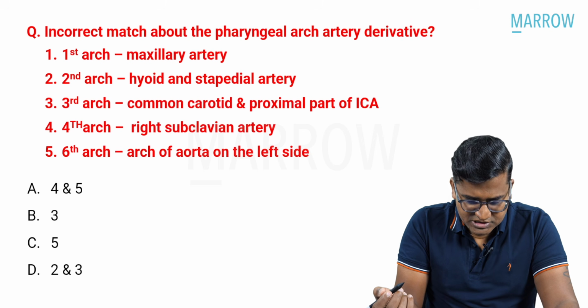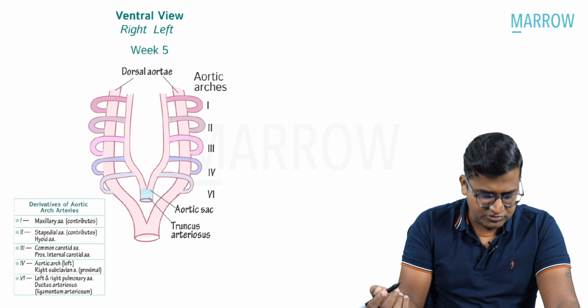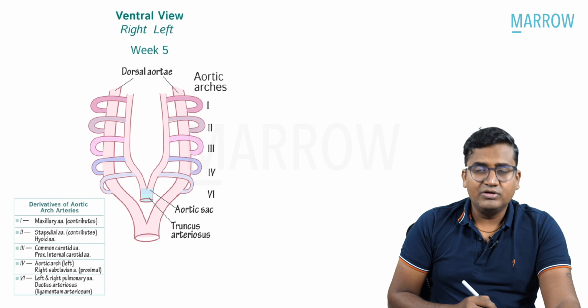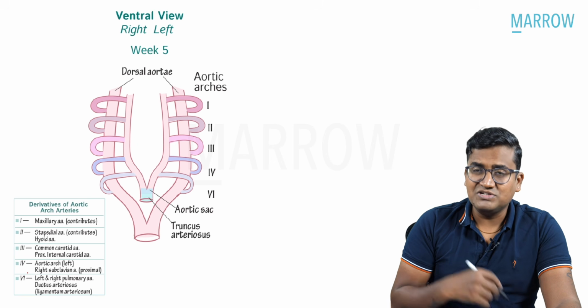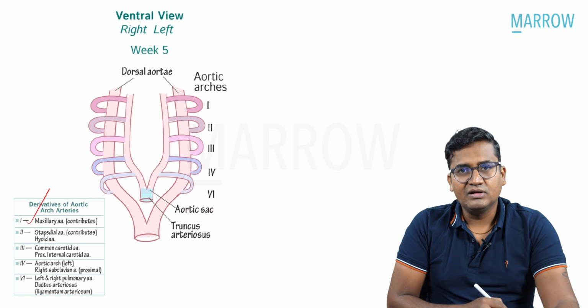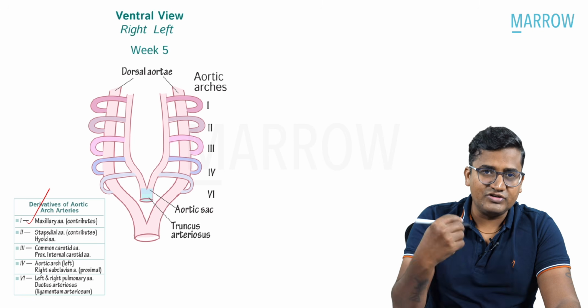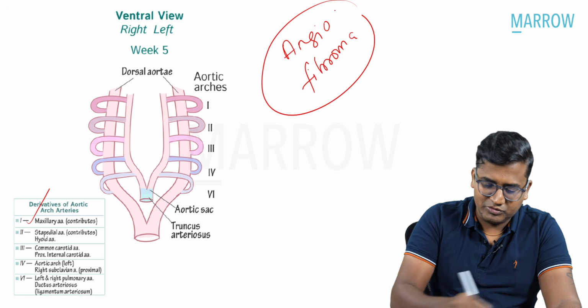Right, now we see some basic description and then we can come to the questions. We have 5 pharyngeal arch arteries: 1, 2, 3, 4, 6. The first pharyngeal arch artery disappears and forms the maxillary artery. The incomplete regression of the first arch artery in turn results in a tumor called angiofibroma. I hope you know that.